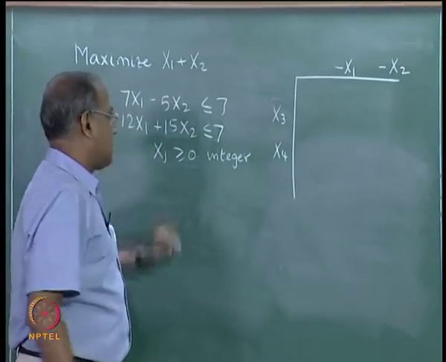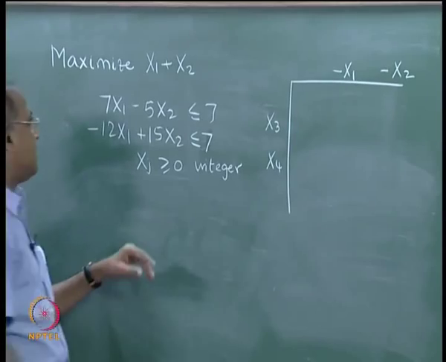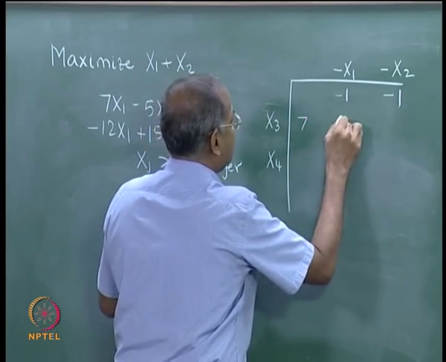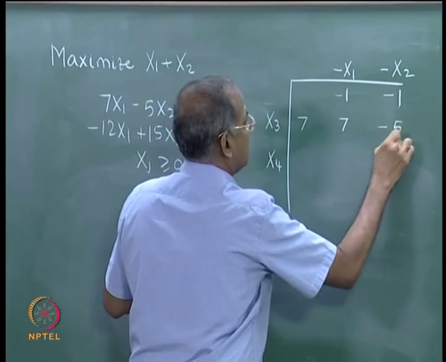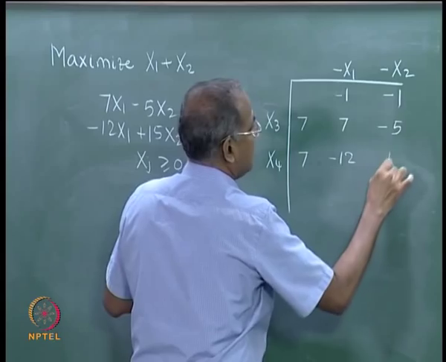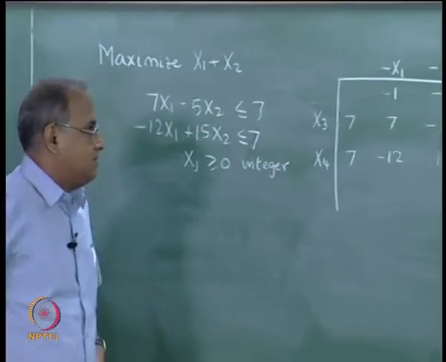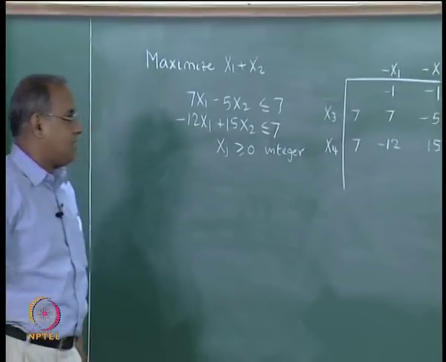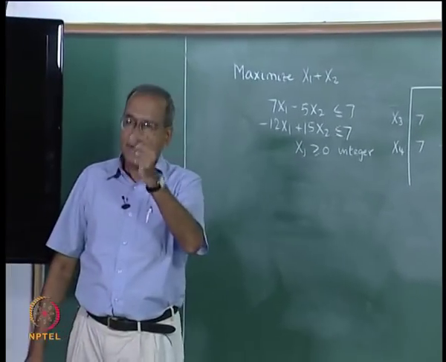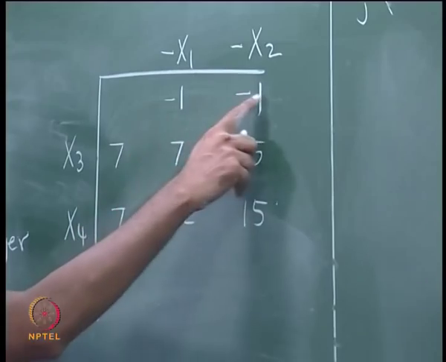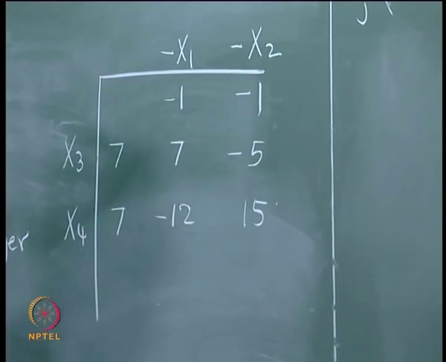It is a primal algorithm: primal feasible, dual infeasible. So we get a minus 1, minus 1, and then 7, 7 minus 5, 7 minus 12 and 15. Now we first find out the entering variable in a primal algorithm. These are already negative, so the smallest is the one that will enter.